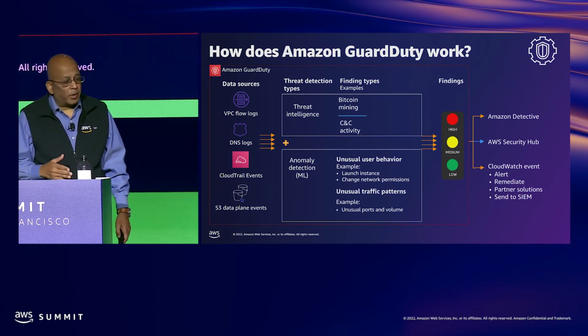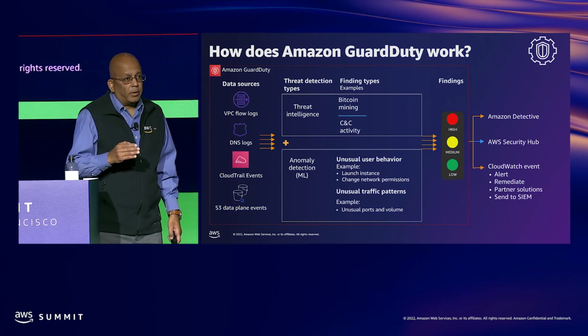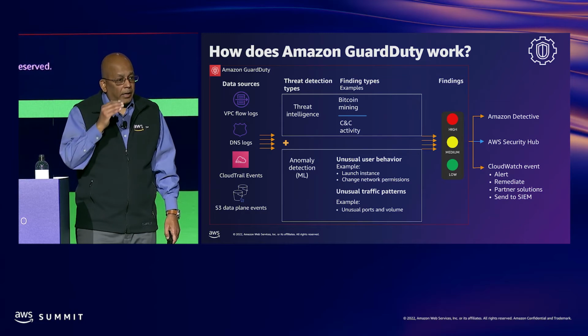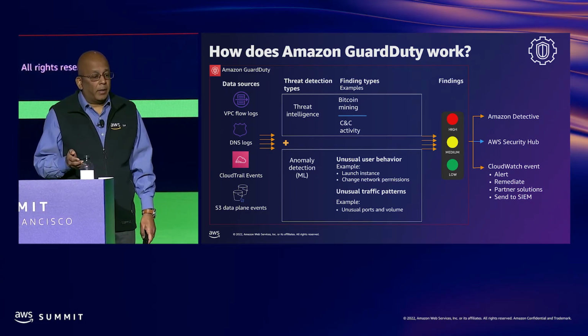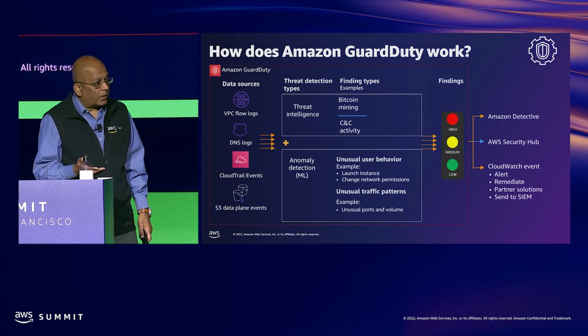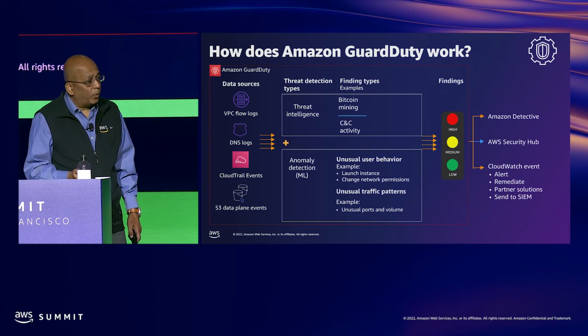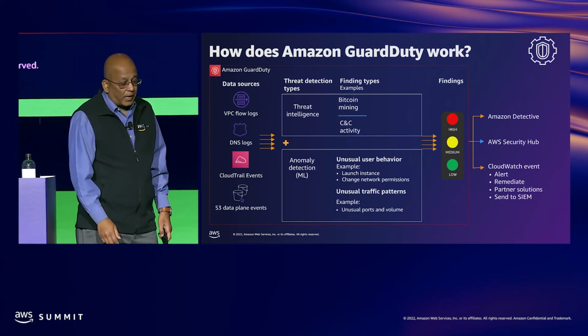So how does this work? Well, this is one of the best parts about the GuardDuty setup. It looks at 4 different data sources in order to identify threat levels and threats that come into your resources. It looks at the VPC flow logs, it looks at DNS logs, the CloudTrail events, as well as the S3 data plane.